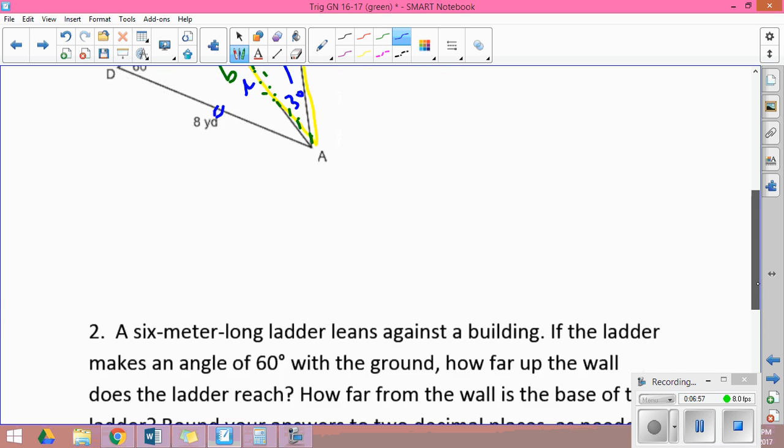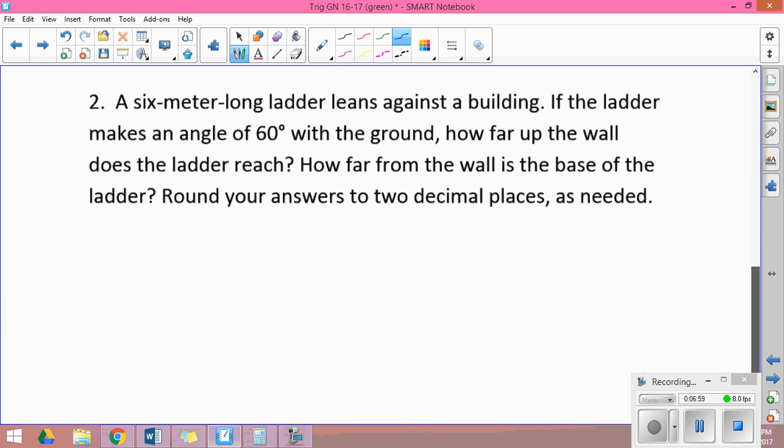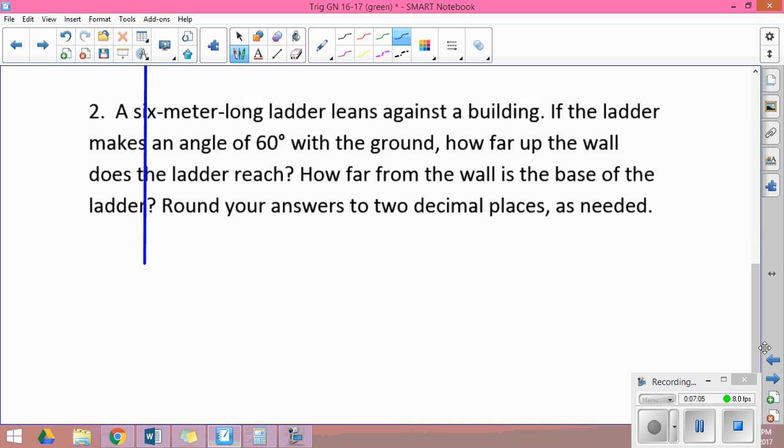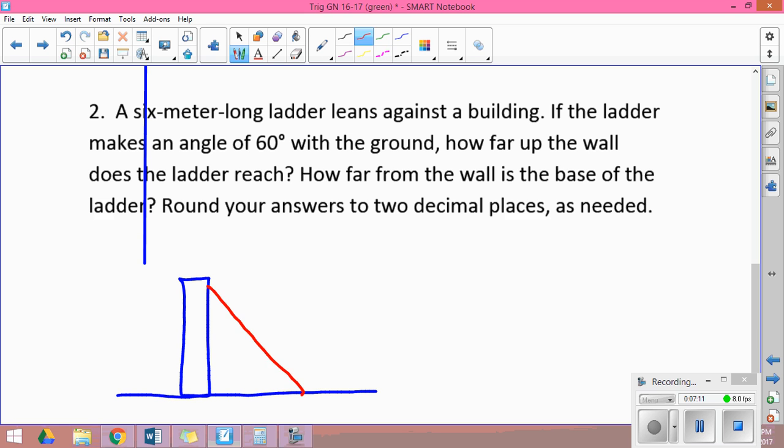So what about a ladder problem? Can we solve those as special right triangles? So we've got our building underground. We've got our ladder leaning against it, and we're assuming our building is square with the ground. The ladder makes an angle of 60 degrees with the ground. So that's one of our difficult spots. So the ladder and the ground make a 60. If you get that in the right spot, you're good.